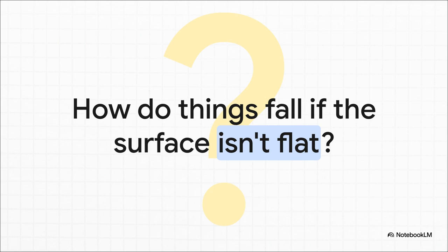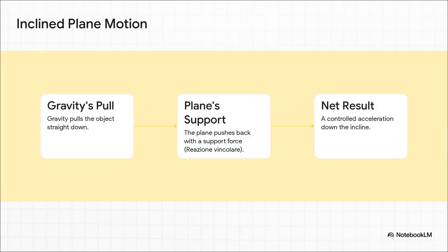But what happens when we mess with that? What if we don't let the object just fall, but instead we make it move along a slope? Right, on an inclined plane, motion becomes more of a negotiation between forces. Gravity, of course, is still pulling straight down towards the center of the Earth. But now, the plane itself is pushing back with a support force. The source calls this the reazione vincolare. The result of this tug-of-war is that only a part of gravity's force actually pulls the object down the slope. And that gives us a nice, smooth, controlled acceleration.